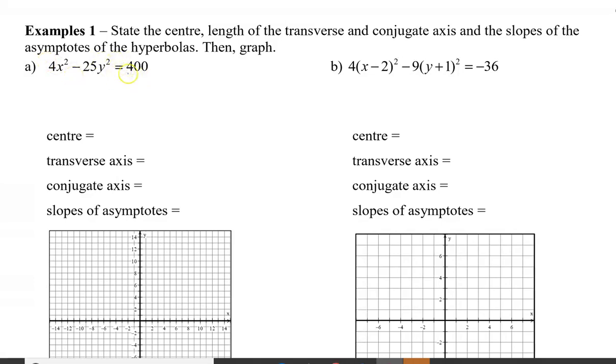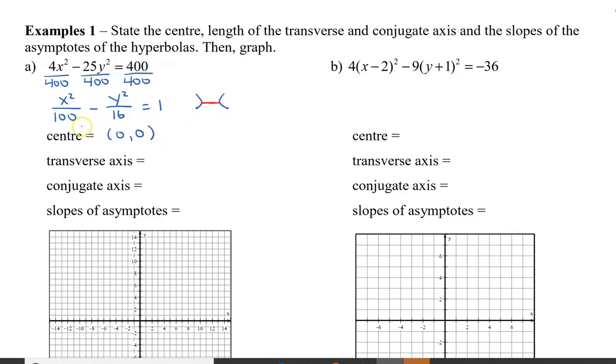In the first one, it's 400. So we're going to divide every term by 400. And then we get x squared over 100 minus y squared over 16, and that equals 1. So now it's in standard form, and we can see that the center is 0, 0. Now, because it equals 1, and we lead off with x squared, we know that this hyperbola opens left and right, which means that the transverse axis is going to be this horizontal distance here.